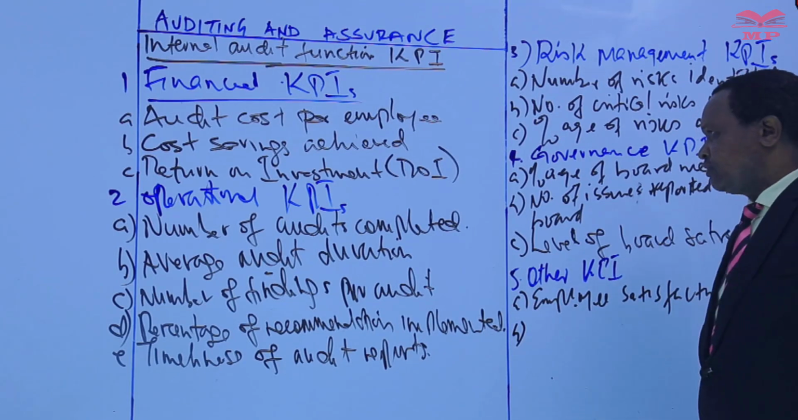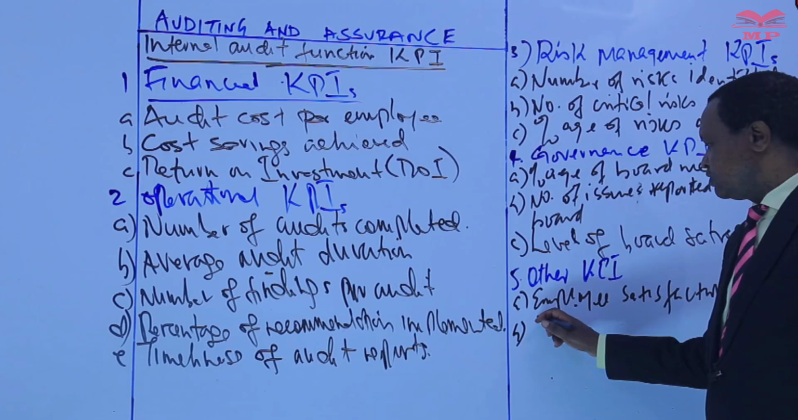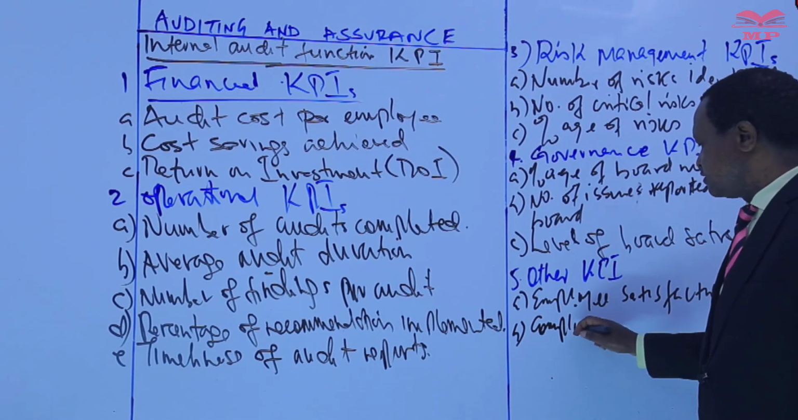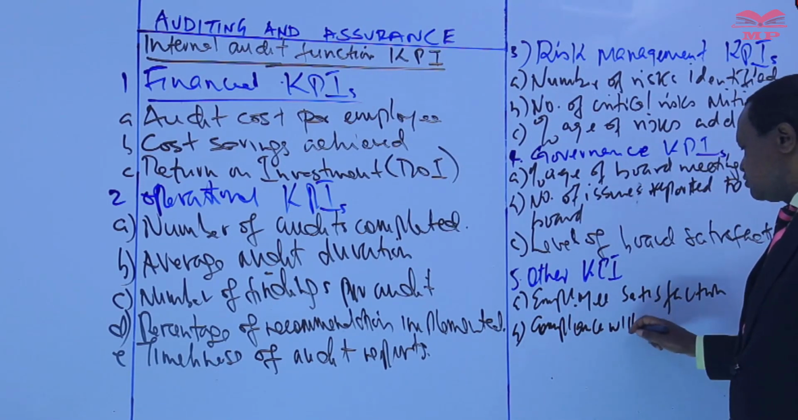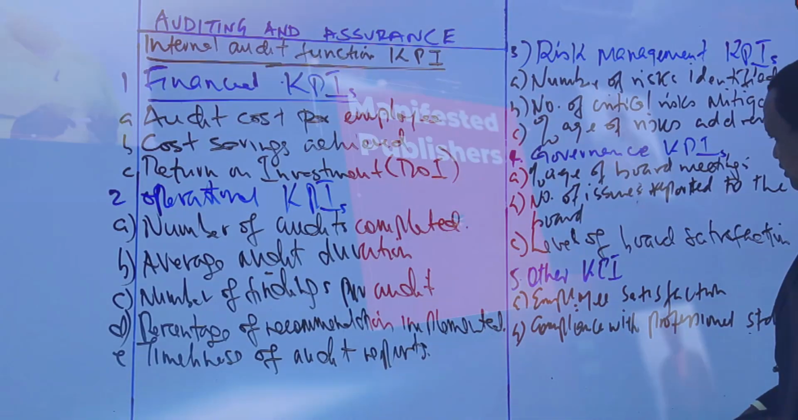Then lastly, we have compliance with the professional standards. Compliance with professional standards. This is yet another key performance indicator which measures the internal audit function's adherence to relevant accounting standards and best practices.